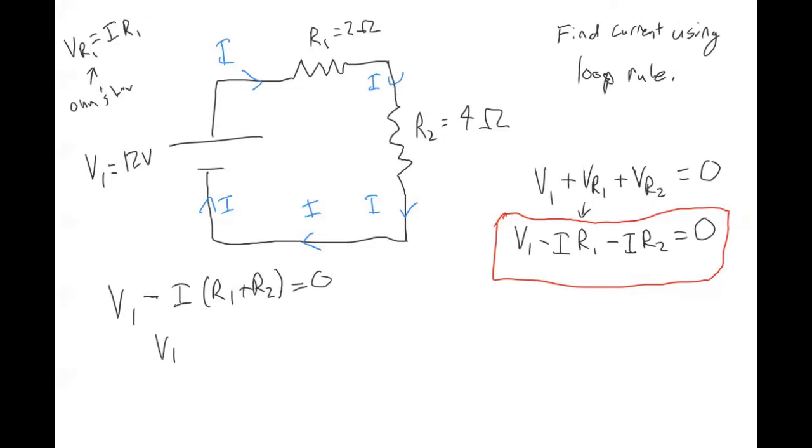And then I can move the current and the resistance to the other side by just adding it. And if I want to solve for current, I'll divide the resistance to the other side. And so I get current equals V1 over R1 plus R2.